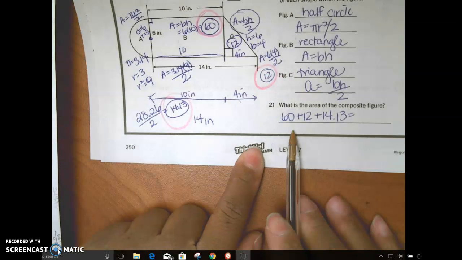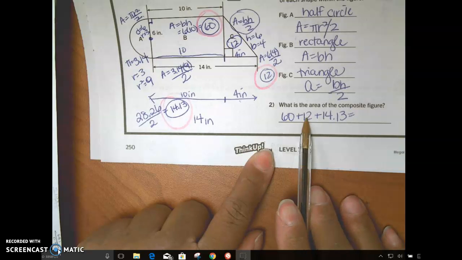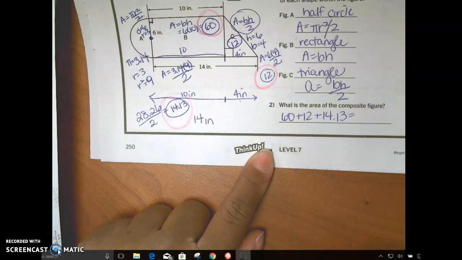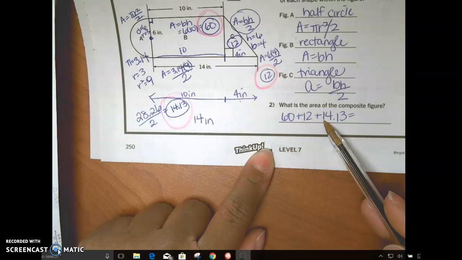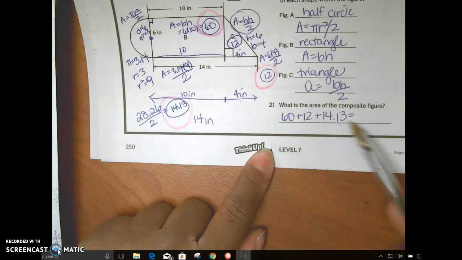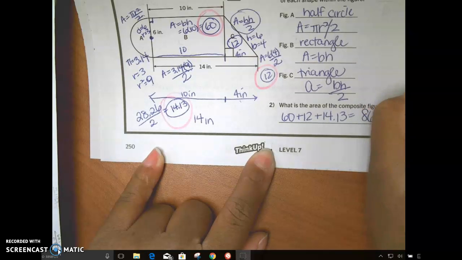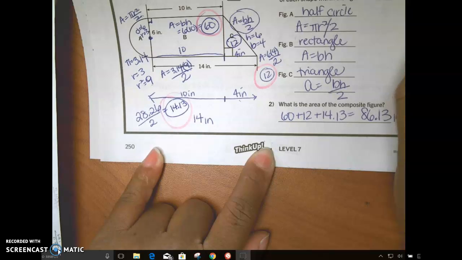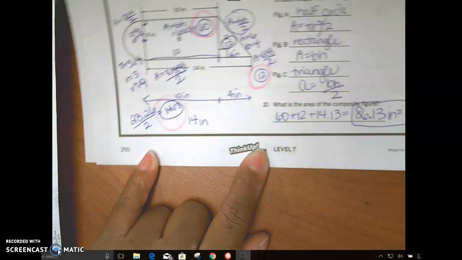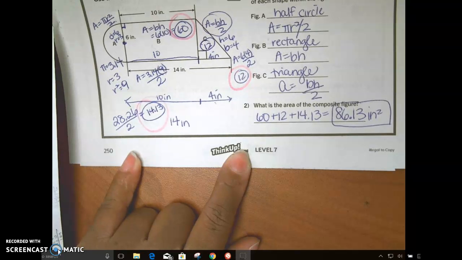All right, let's do some mental math. What's 60 plus 12? 72. 72 plus 14.13. 86.13 inches squared. Inches squared because it's how much it'll cover. How many square units it's going to cover.